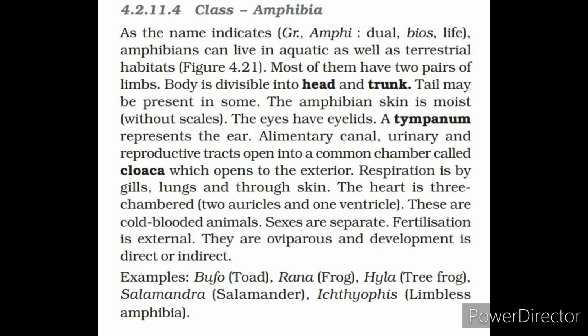The eyes have eyelids. A tympanum represents the ear. Alimentary canal, urinary, and reproductive tracts open into a common chamber called cloaca which opens to the exterior. Respiration is by gills, lungs and through skin. The heart is 3-chambered, 2 auricles and 1 ventricle. These are cold-blooded animals.